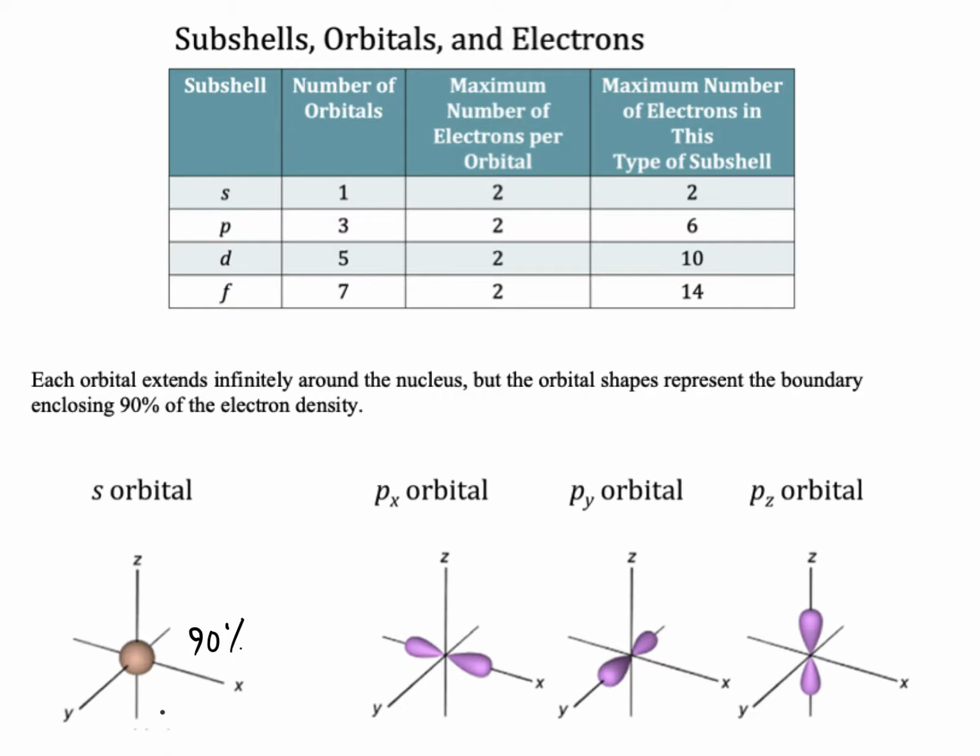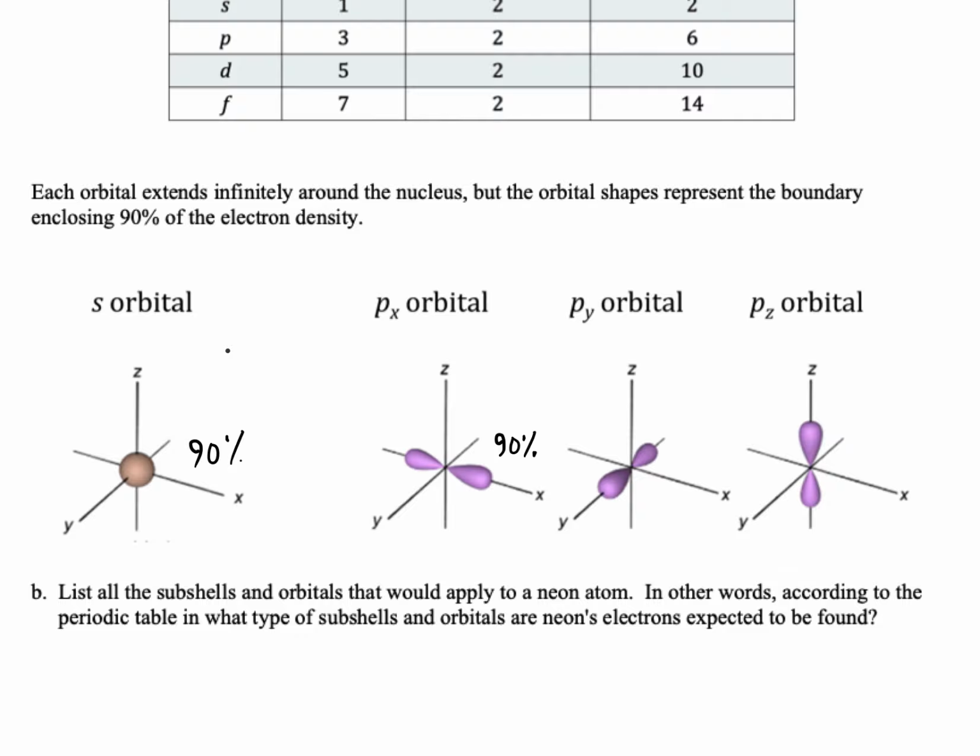There are other types of orbitals, though, besides the spherical. We can have these, which are sometimes called lobes, and there are 6 different directions that lobes in this P subshell can point. Now, the periodic table is organized according to the different energy levels and subshells that we might find. This question asks us to list all the subshells and orbitals that would apply to a neon atom. In other words, according to the periodic table, in what type of subshells and orbitals are neon's electrons expected to be found?